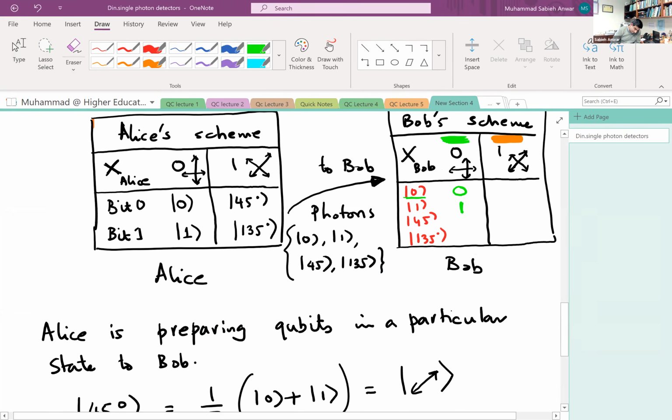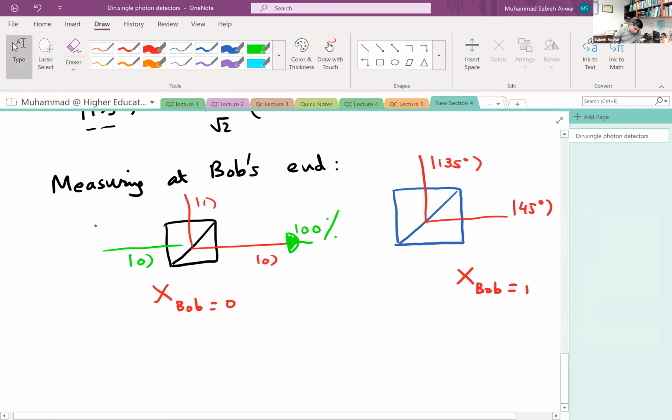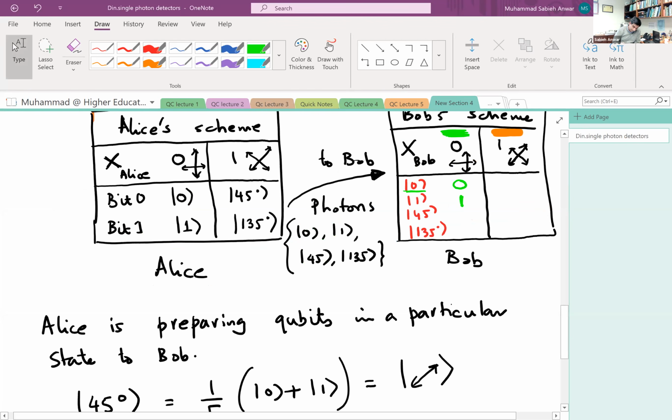What if the input photon was a 45-degree photon and Bob was using this scheme here? What would be the probability that this detector clicks and the probability that this detector clicks? Half. Half each. So Bob cannot tell whether the bit that he received was 0 or 1. So each one of them comes with a 50% probability. So he's unsure, right?